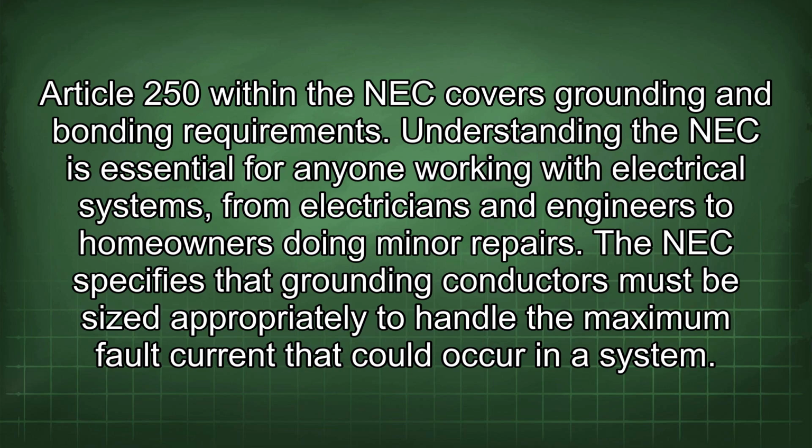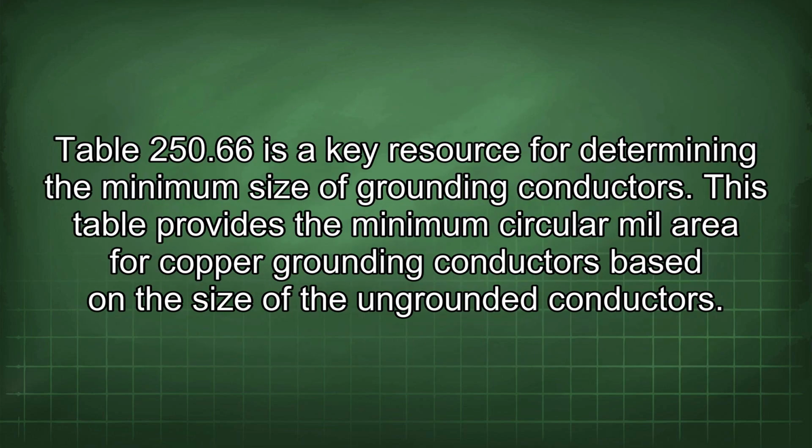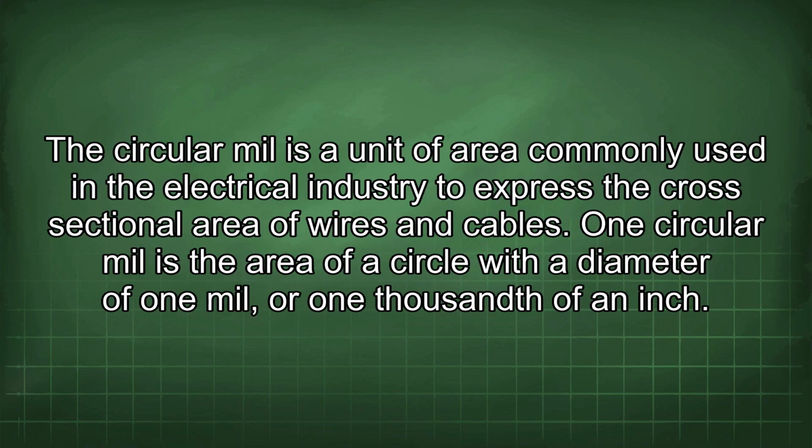Understanding the NEC is essential for anyone working with electrical systems, from electricians and engineers to homeowners doing minor repairs. The NEC specifies that grounding conductors must be sized appropriately to handle the maximum fault current that could occur in a system. Table 250.66 is a key resource for determining the minimum size of grounding conductors. This table provides the minimum circular mil area for copper grounding conductors based on the size of the ungrounded conductors.